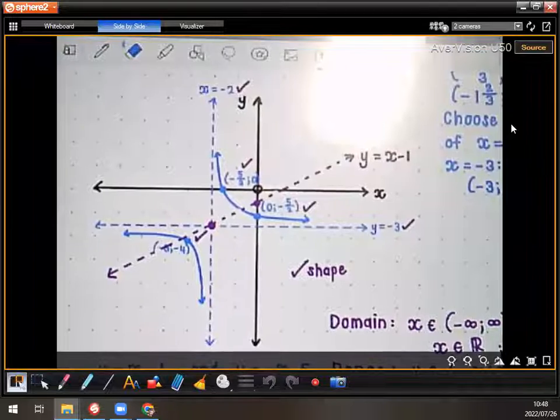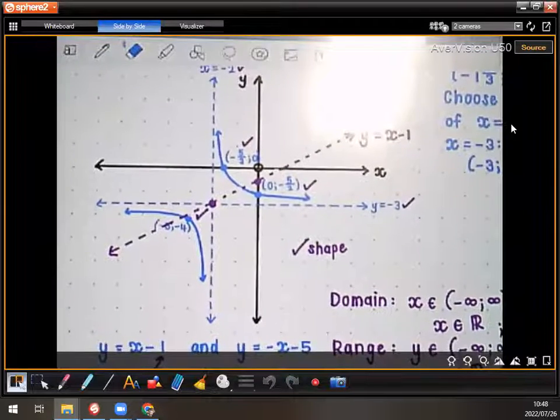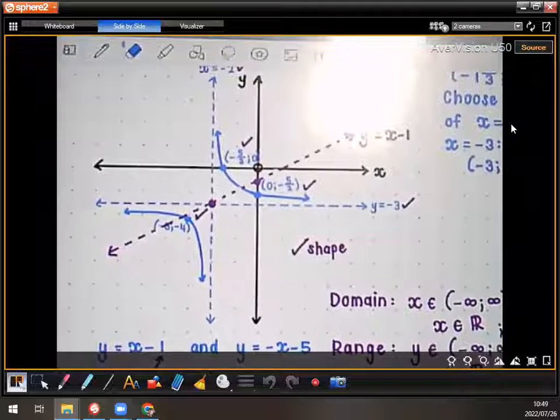Now, I don't want you to panic. You really don't often have to draw this. They just ask you for the equations of them, but we do have to do them ourselves.